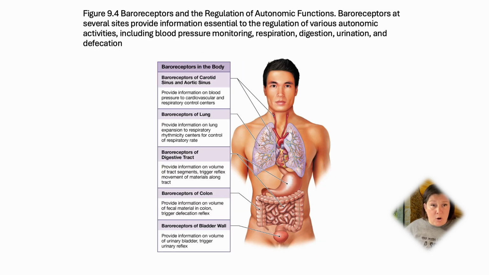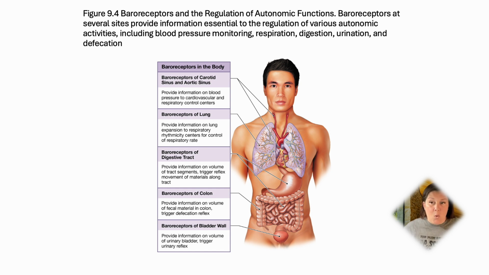When we talk about baroreceptors, we do need to recall that we have baroreceptors in the carotid sinus, so in the carotid area on either side, and then in the aortic sinuses. At that aortic arch area, we have baroreceptors that are paying attention to pressure. We have baroreceptors in the lung. They are paying attention to our respiratory rate and rhythm. We have baroreceptors in the digestive tract. They are paying attention to movement.